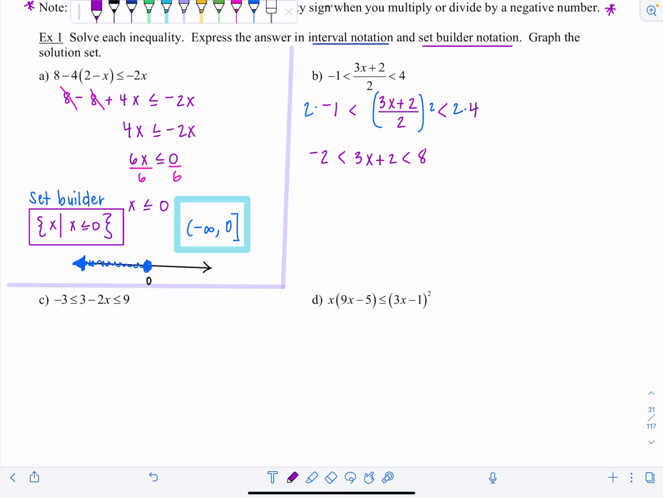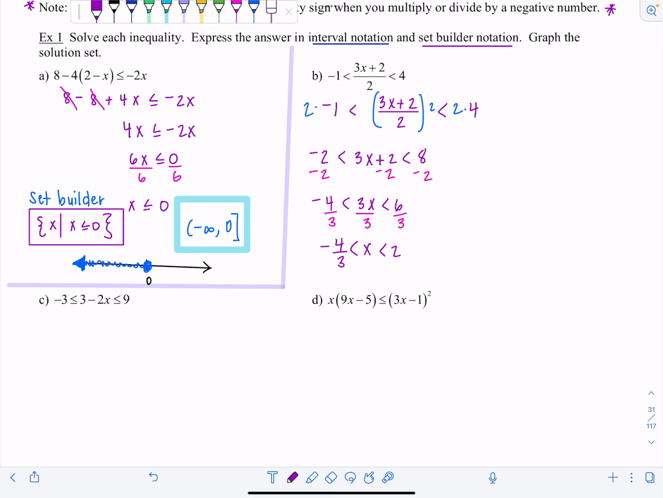Good. Keep peeling away. So I'm going to subtract 2 next, but I have to do that everywhere. So now we have -4 is less than 3x is less than 6. And then last thing, to get x by itself, you would divide by 3. So we've got x less than 2 and greater than -4/3.